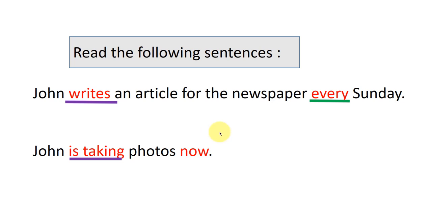And here is taking. Why we said is taking and we didn't say takes? Because we have now. So when we have now, we say is taking. We don't say takes. When we have every, we say what? We say writes, and we don't say is writing. Is it clear? No problem. You will understand more. Just listen and follow the lesson.